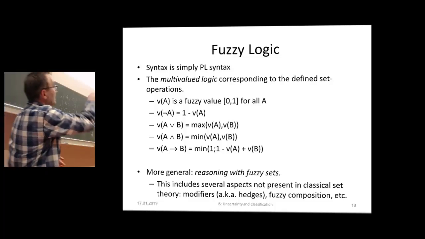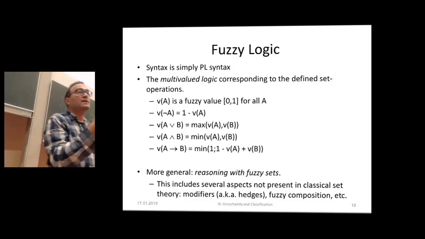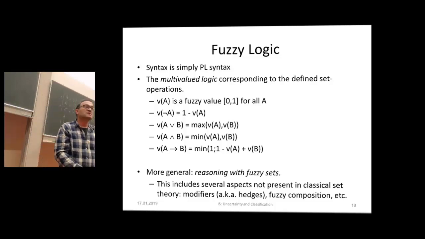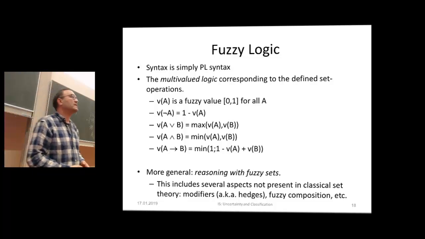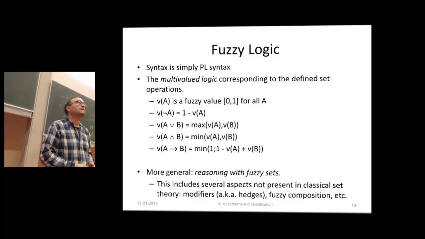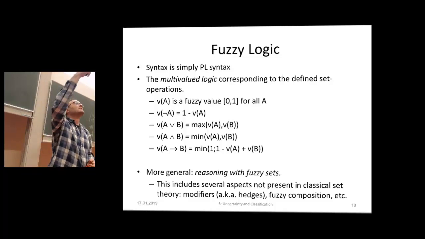And this is something I want you to do in the working group tomorrow. Just take a formula, assign some basic values to your propositions, and then calculate the value of a complicated propositional fuzzy formula. That's in principle all I want you to know in the exam. Sorry guys, it's incredibly easy.